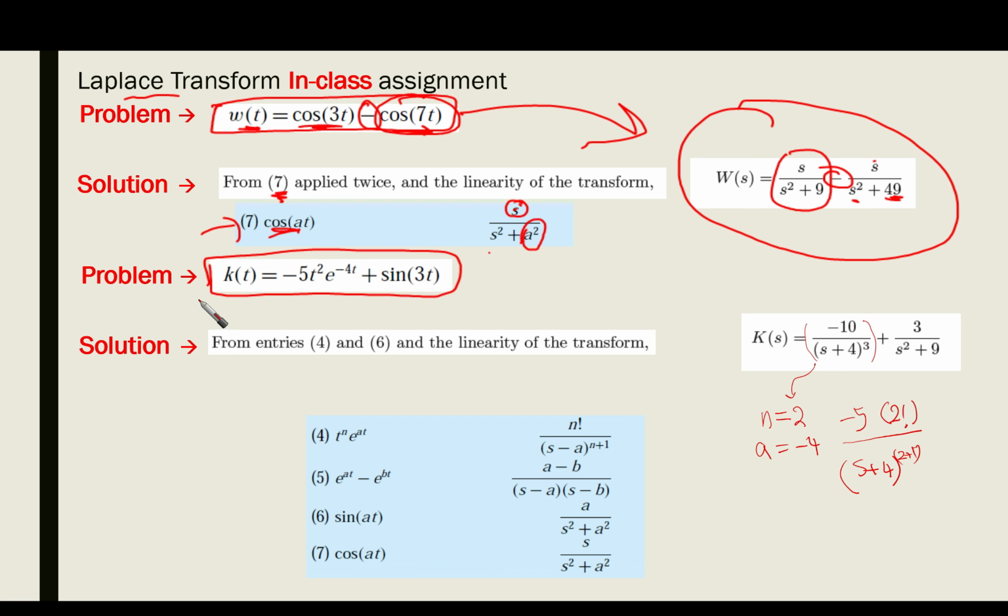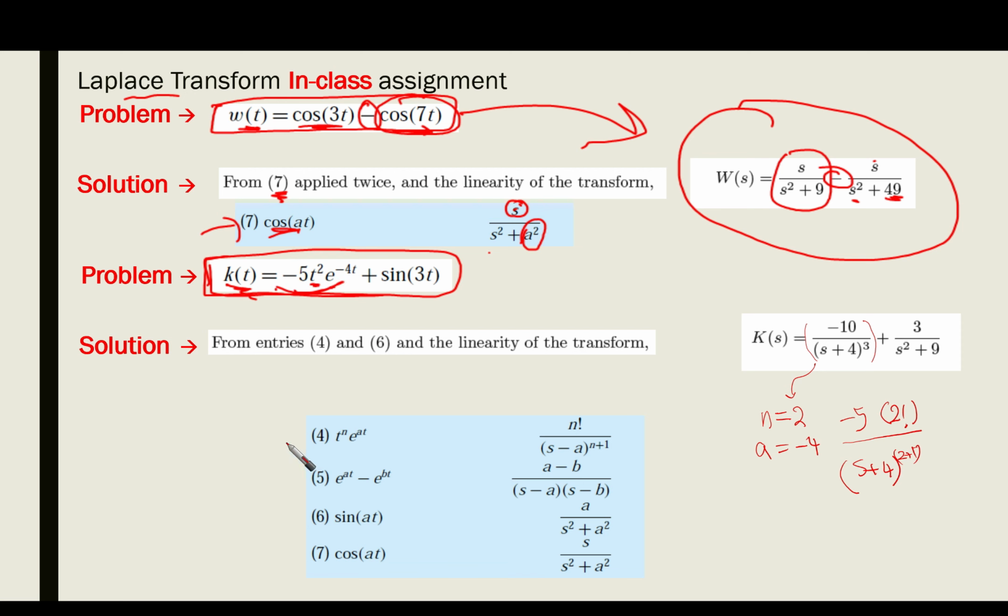Now let's have another problem. In this problem, this is the function that we have, K of t, which is minus 5t squared e to the minus 4t plus sine 3t. Now, let's go through this. We want the Laplace transform. There are two functions here, t multiplied by an exponential function.